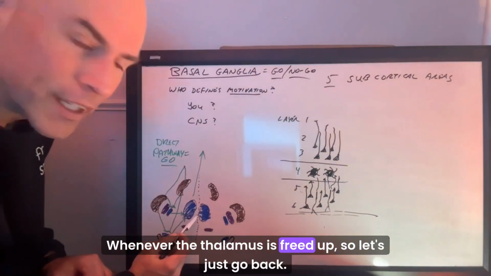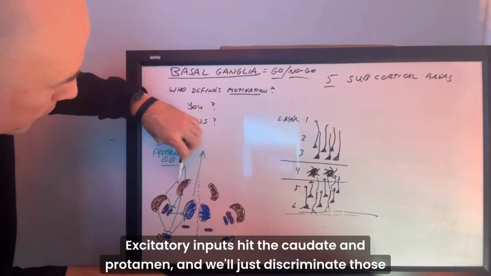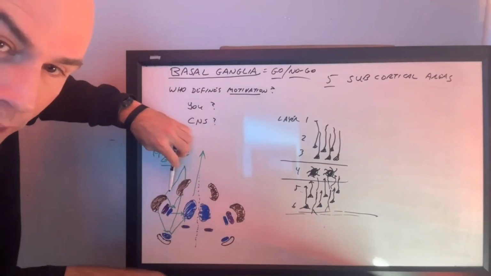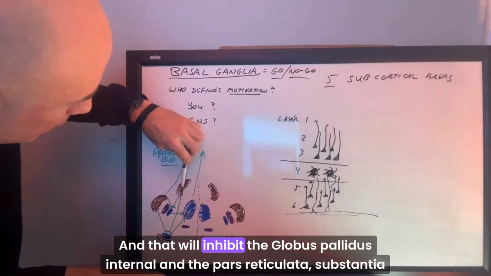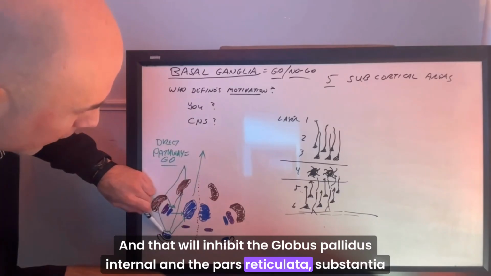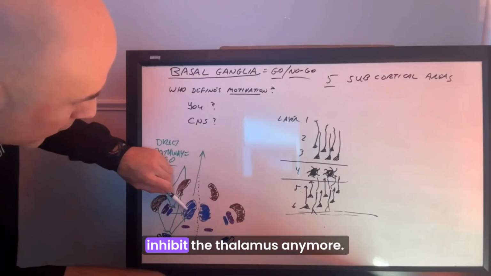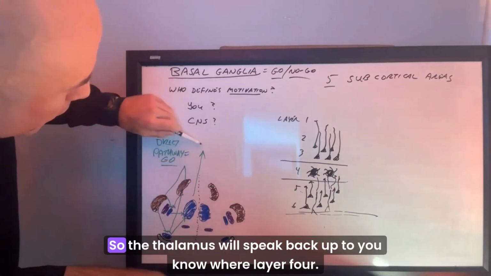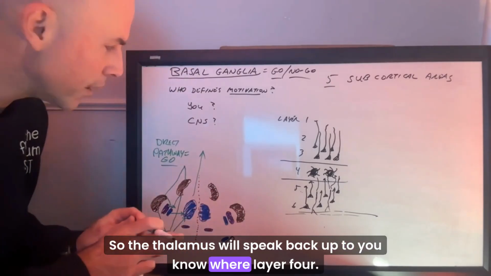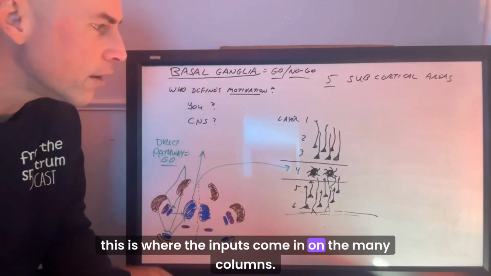Whenever the thalamus is freed up, so let's go back. Excitatory inputs hit the caudate and putamen, and we'll discriminate those in a minute. And that will inhibit the globus pallidus internal and the substantia nigra pars reticulata, and that frees up the thalamus. It doesn't inhibit the thalamus anymore. So the thalamus will speak back up to, you know where, layer 4. This is where the inputs come in on the mini columns.